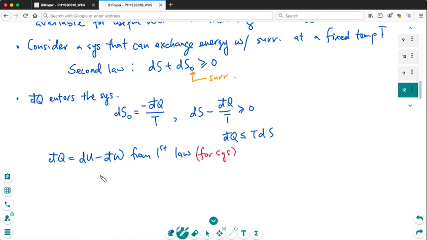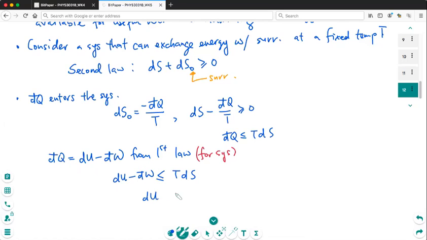Okay, what can I write more? So I have du minus d bar w is the same as this. I look at the system now. This system acquires this heat from the surrounding, and because of this, I have to satisfy some inequality like this. Okay, so now I link all this argument together. The rest is just mathematics.